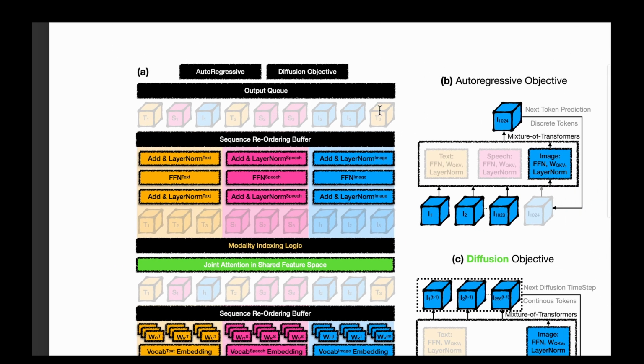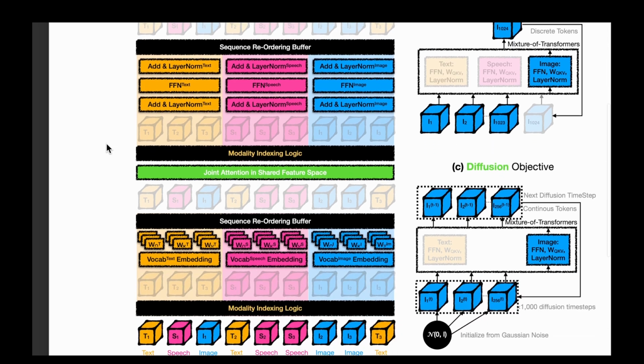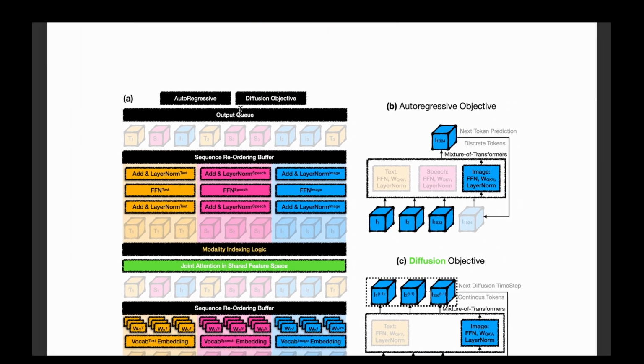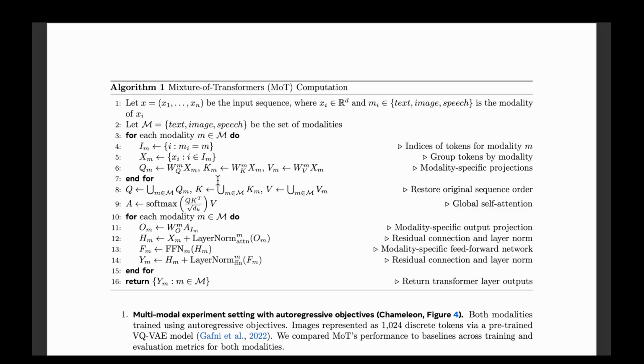Then we get the actual order in which the input arrived, and of course we have the output weights which process them to give the output that we need. And we can apply both an autoregressive objective, or we can apply a diffusion objective, as we will see next. So with that information on the architecture, if we look at the algorithm, it might be much clearer.